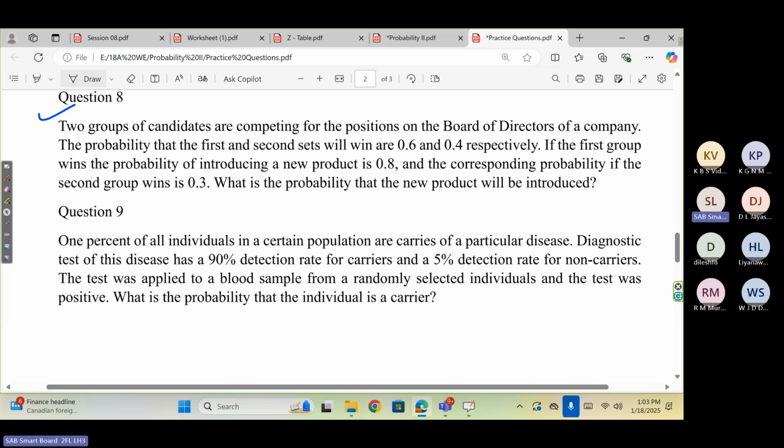It is 40%. If the first group wins, the probability of introducing a new product is 0.8. If the first group wins, then there is an 80% chance to introduce a new product. And the corresponding probability if the second group wins is 0.3. It means there is a 30% chance. If the second group wins, there is a 30% chance they introduce a new product.